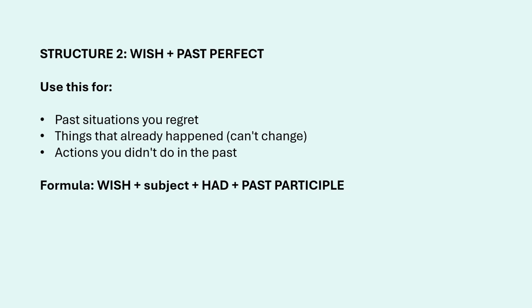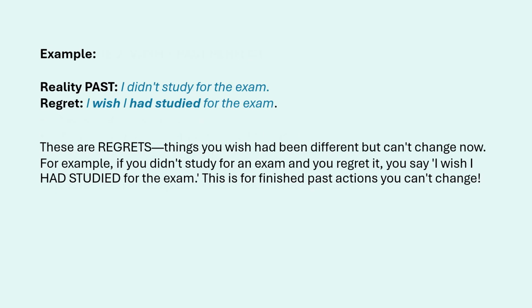Formula: wish plus subject plus had plus past participle. Example. Reality, past: I didn't study for the exam. Regret: "I wish I had studied for the exam." These are regrets. Things you wish had been different but can't change now. For example, if you didn't study for an exam and you regret it, you say, "I wish I had studied for the exam." This is for finished past actions you can't change.